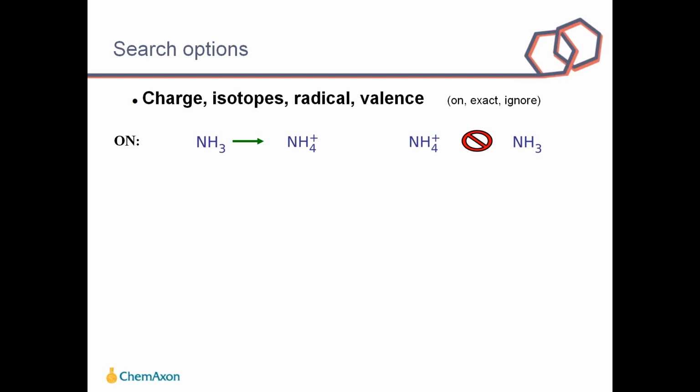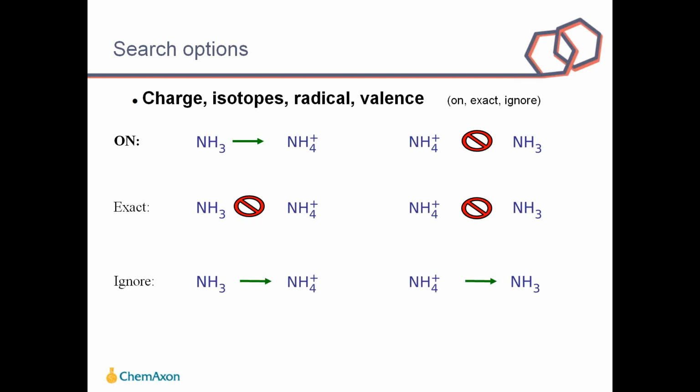It means that if there is no specific feature, for example, no charge in the query, then it will match both versions of the target, also the charged and the non-charged version. But if you use a charge in the query, then it won't match a non-charged target, only the charged one. It's also true for isotopes, radicals, and valences. When you set this option on exact, then different types won't match. So non-charged won't match the charged, charged won't match the non-charged. And if you ignore it, then every mixture of queries and targets will match.